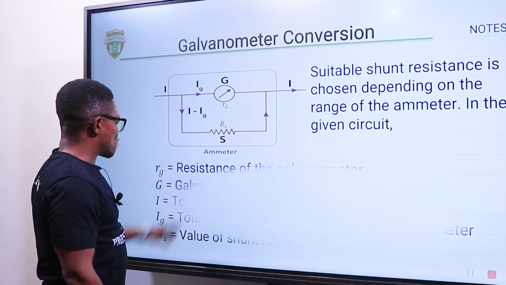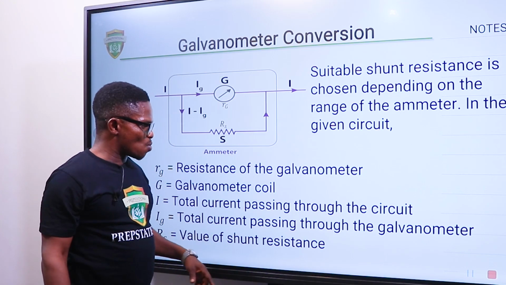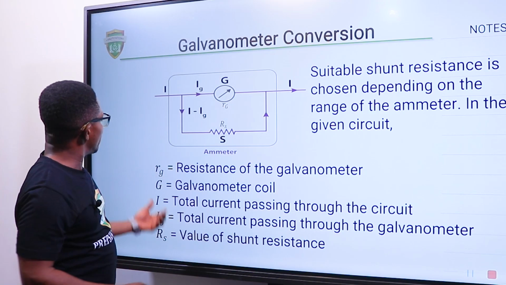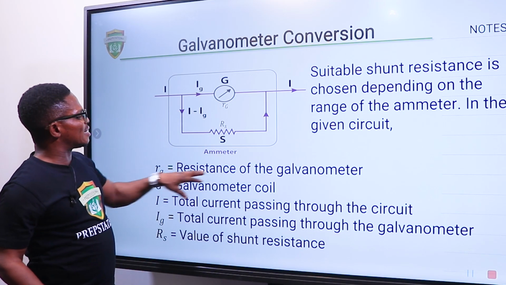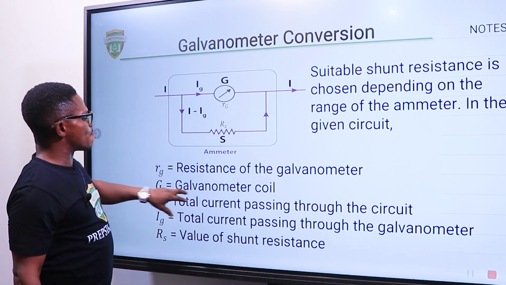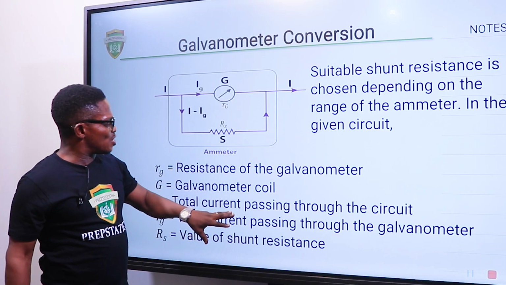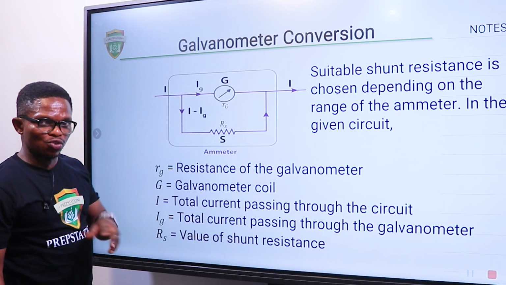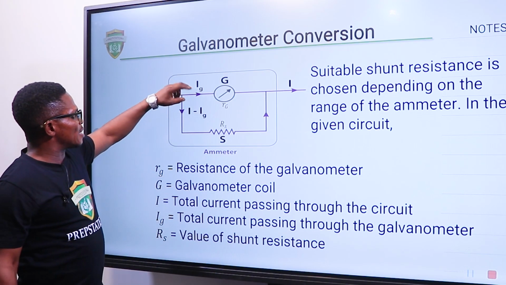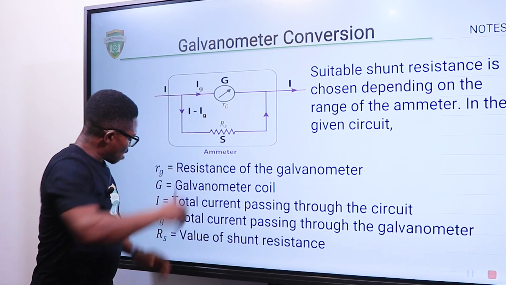But the problem is not the connection. The problem is calculation. Sometimes WAEC will ask you some funny questions about this. So I'm going to show you what to do quickly. Now, RG represents the resistance of the galvanometer. You can see that here. G represents the galvanometer coil. I represents the total current passing through the circuit. We know that already. IG, I sub G, represents the part of the current that has been split from this junction to the galvanometer.